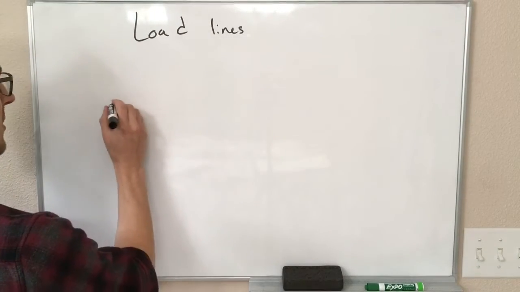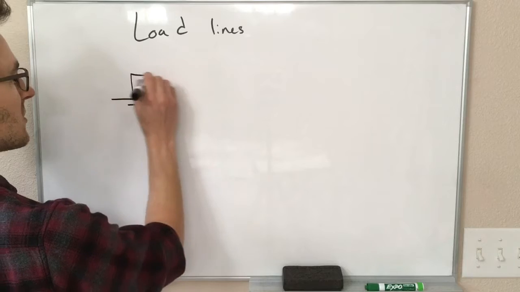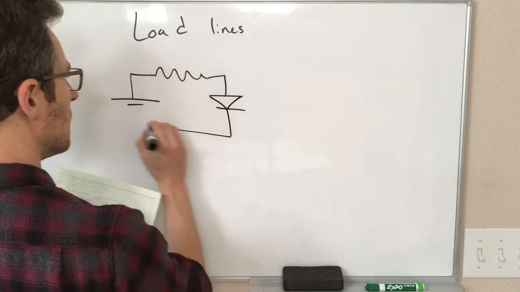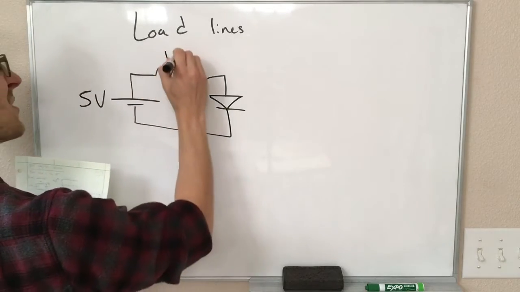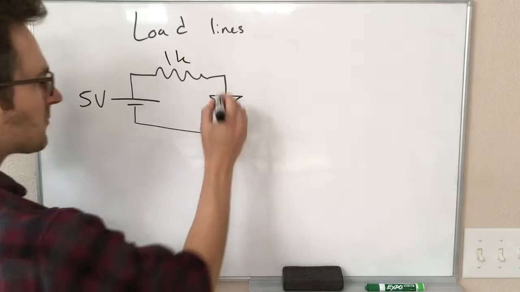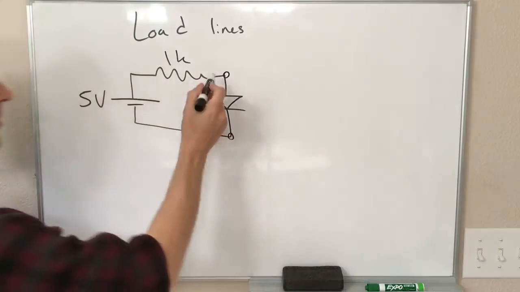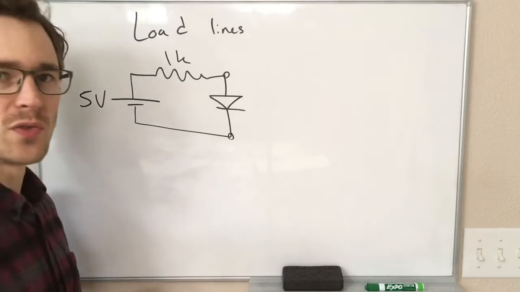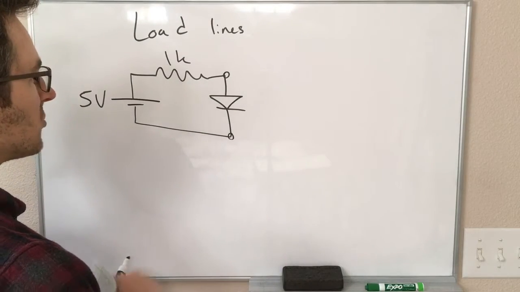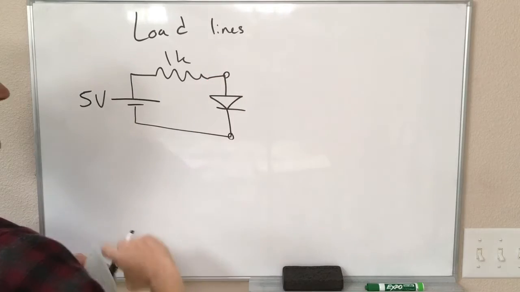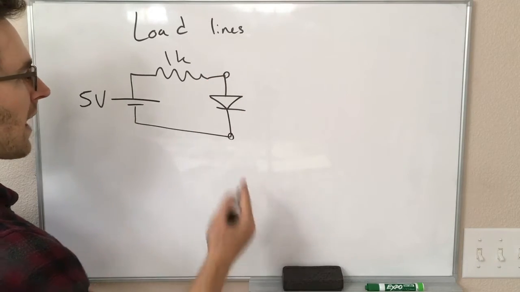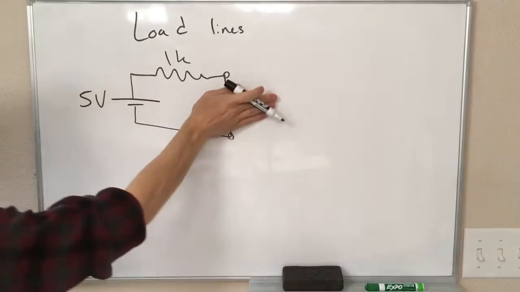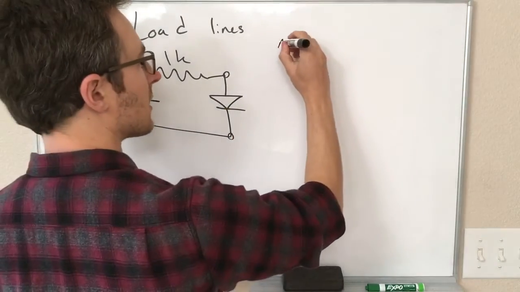So let's take an example. Let's say we have a very simple circuit with a DC source and a resistor and a diode connected to this circuit. So let's say this is 5 volts and this is 1 kilo ohm. And let's imagine that this is our supply circuit, and we have connected the diode as a load to this circuit. Just thinking about this supply circuit, we can graph all of the different possibilities of voltages and currents that this circuit can supply. And it looks like this.